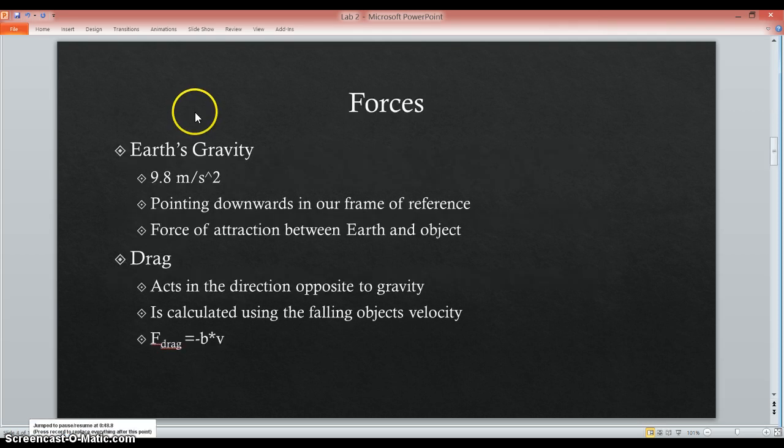The two primary forces depicted in this lab are the forces of gravity and the forces of drag. Gravity refers to a value of 9.8 meters per second squared, and it points downward in our particular frame of reference. It refers to the force of attraction between Earth and the given object. Drag, on the other hand, acts opposite to the force of gravity. It is calculated using the object velocity as it falls to the ground. The force of drag is equal to a constant, negative b, times the velocity.